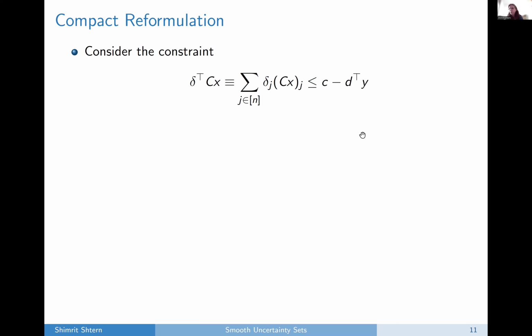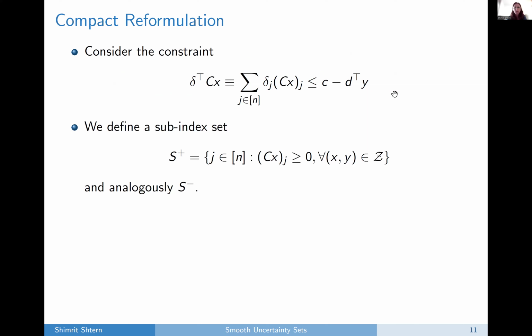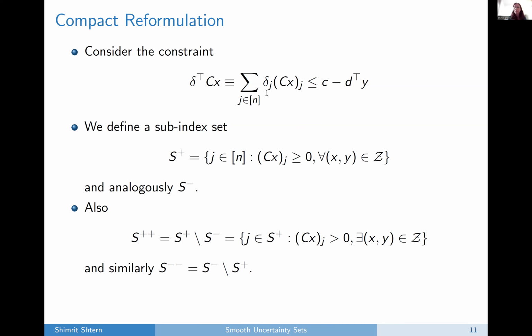So just to talk about reformulations, let's consider just a single constraint. So I omit the index i, and I look at the coefficients of the deltas. Okay, and I'm going to kind of divide them into groups. One kind of index set that I want to talk about is an index set where all the coefficients of the deltas are always non-negative. And I call this group S plus. And analogously, we can have S minus, the coefficients that are always non-positive.